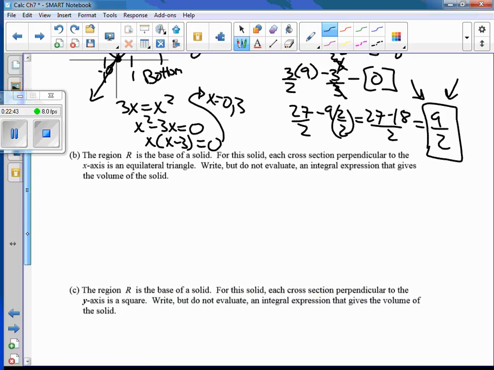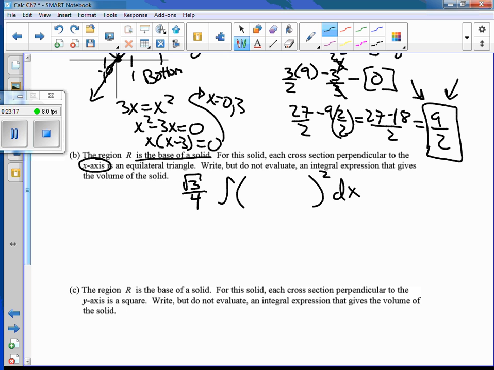Now in B it says the region R is the base of a solid. For this solid, each cross-section perpendicular to the x-axis, so that right there already tells me one part, that I need a dx in here. Then it says is an equilateral triangle. Now from the previous lesson, you remember that the area of an equilateral triangle is root 3 over 4 times s squared. So I'm going to put my constant outside, and the side squared goes inside. It says write but do not evaluate an integral expression that gives the volume of the solid.